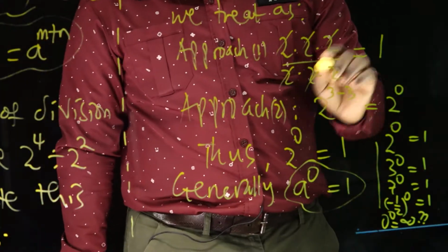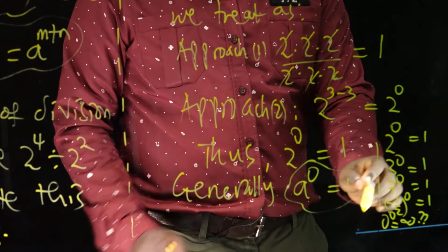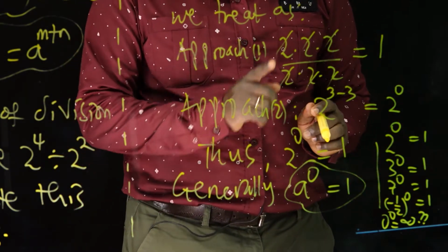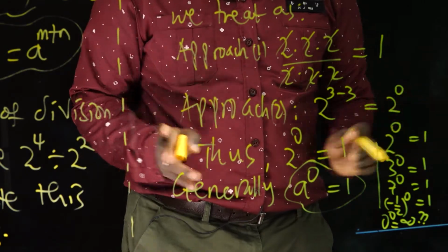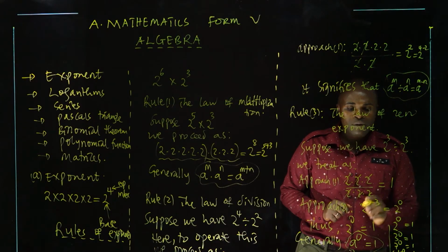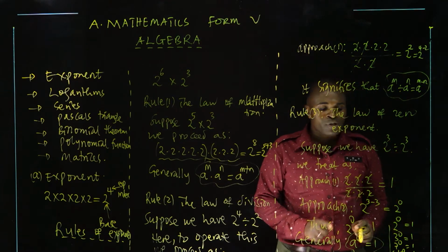Because we know any number power 0 is 1. But when one is taking 0 power 0, we say it is mathematically undefined. So that is where the question arises. We say, is 0 a number? We ask ourselves, is 0 a number? Now someone will say, yes, 0 is a number.